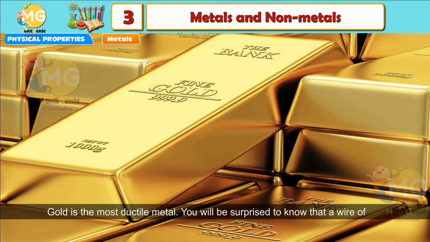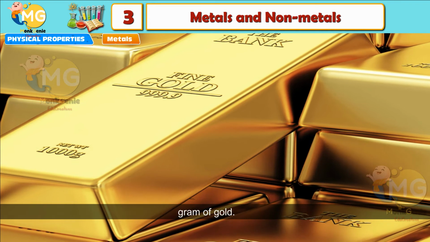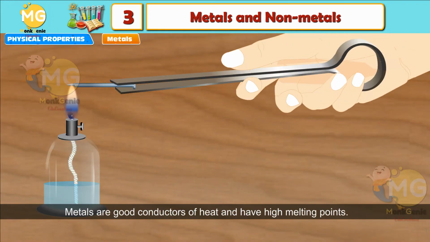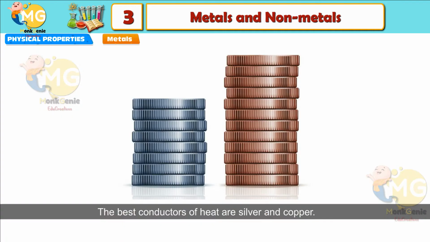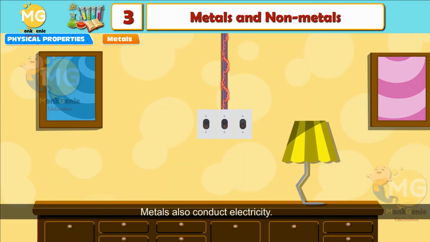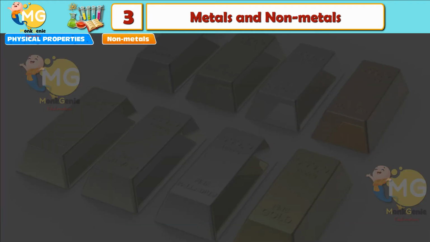You will be surprised to know that a wire of about 2 kilometers length can be drawn from 1 gram of gold. Metals are good conductors of heat and have high melting points. The best conductors of heat are silver and copper. Lead and mercury are comparatively poor conductors of heat. Metals also conduct electricity. The metals that produce a sound on striking a hard surface are said to be sonorous.